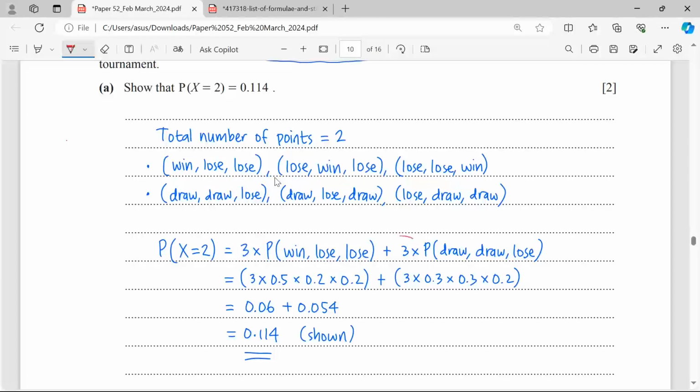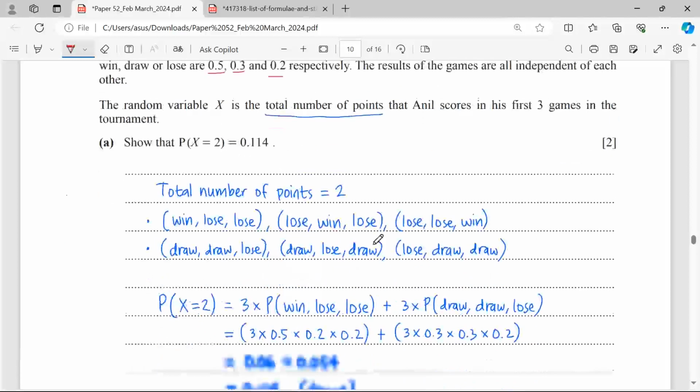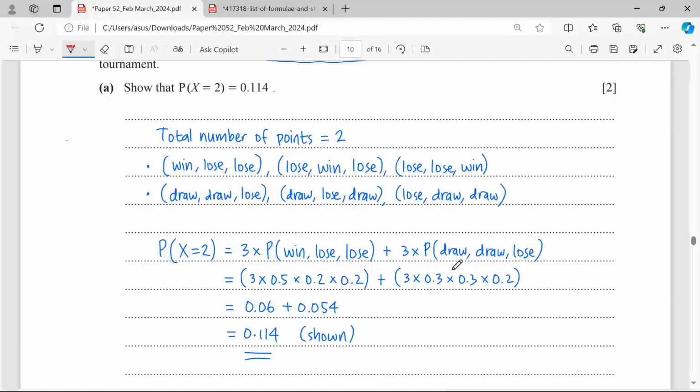And similar with this one, we can put all the probabilities value according to the question here. Win is 0.5, draw is 0.3, and lose is 0.2. So we can write the following. Work this out and you will see that it is actually 0.114. So we have shown that probability x is equal to 2 is 0.114.